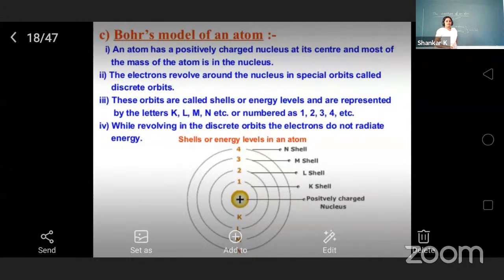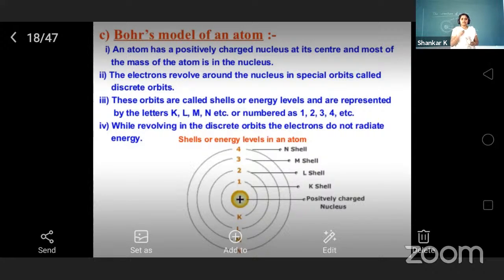We already discussed this in the last lesson, the structure of an atom. Here we have to find the valence number, which we also discussed. An atom has a positively charged nucleus at its center, and most of the mass of the atom is in the nucleus. Where will most of the mass of the atom be present, students? It will be present in the nucleus.